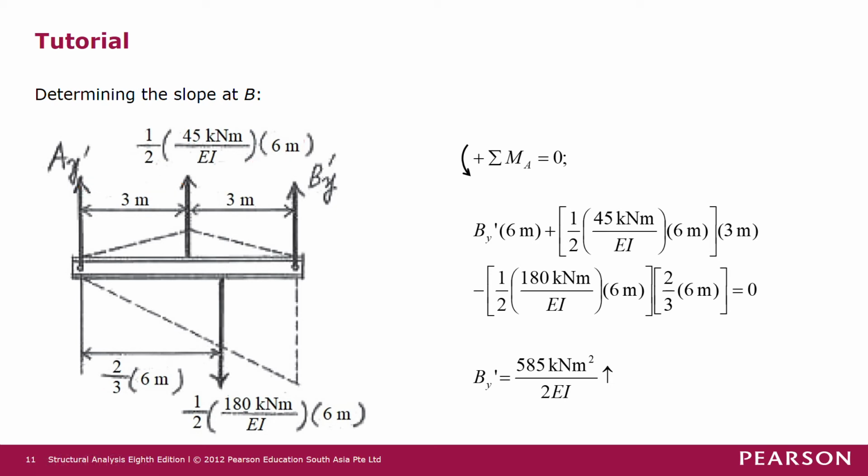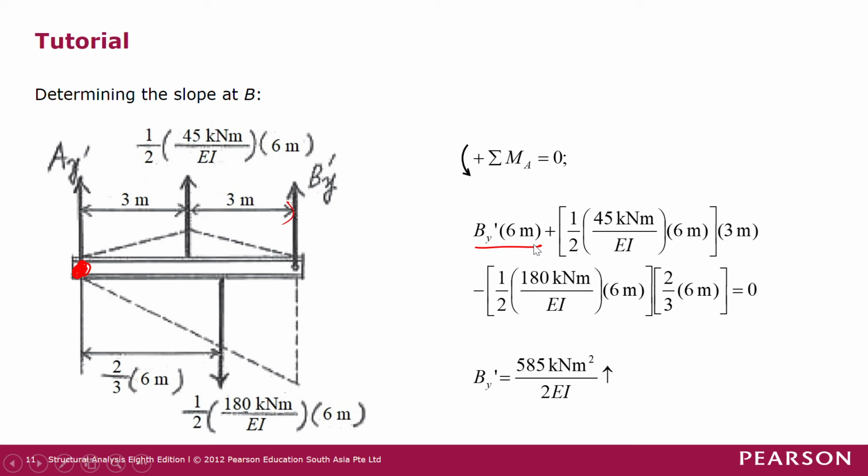So to determine BY prime, we can sum moment at AY prime here to get rid of this force AY prime. Supposedly there is a reaction at this pin here. This is a pin support in the conjugate beam. So when we sum moment at A or A prime, we get By prime times 6 meters, which is a counterclockwise moment, so it's positive here.